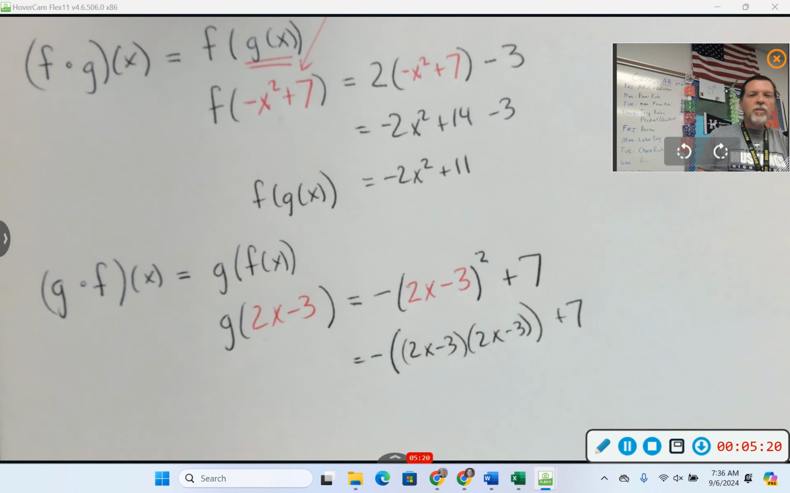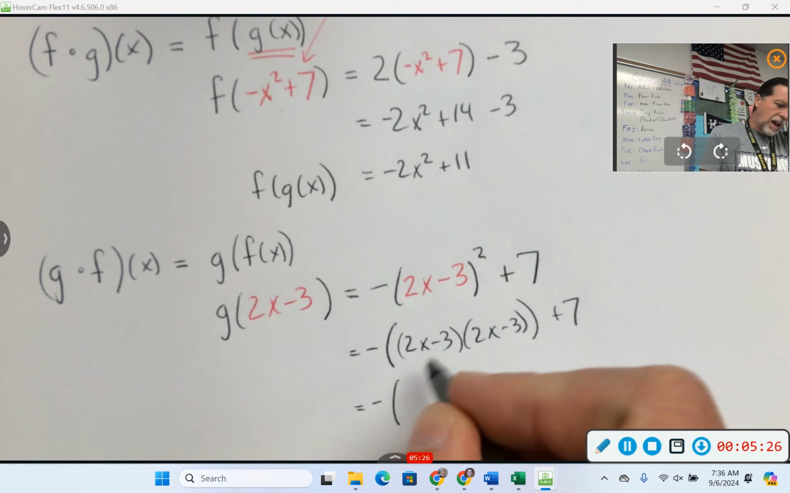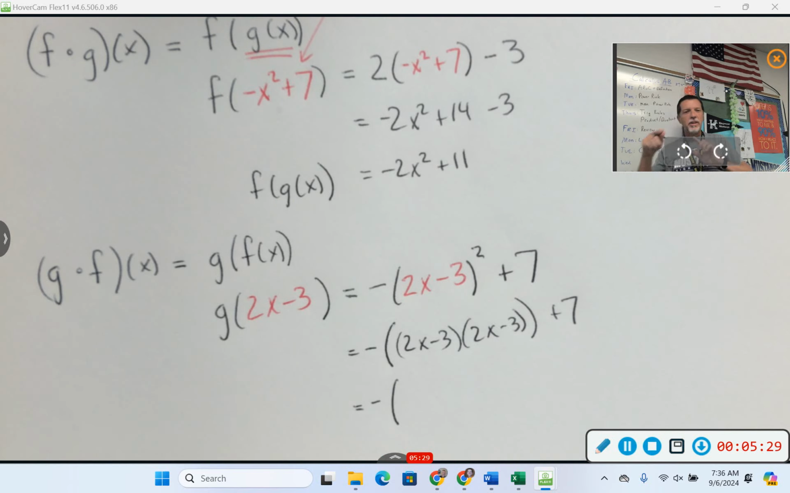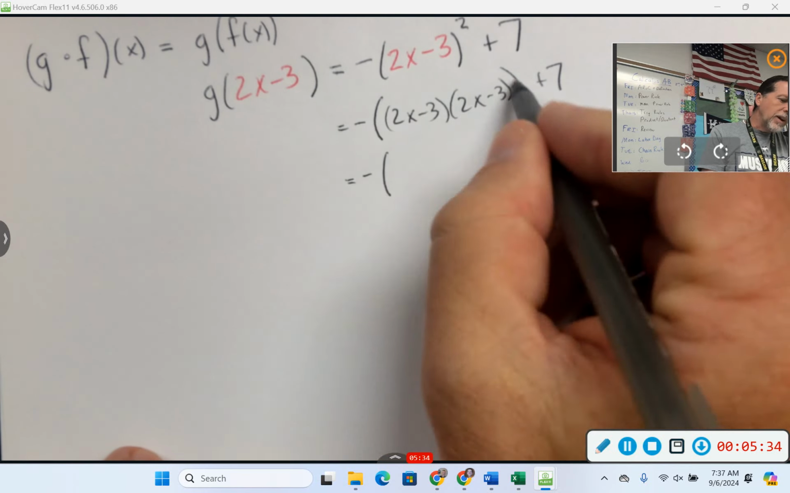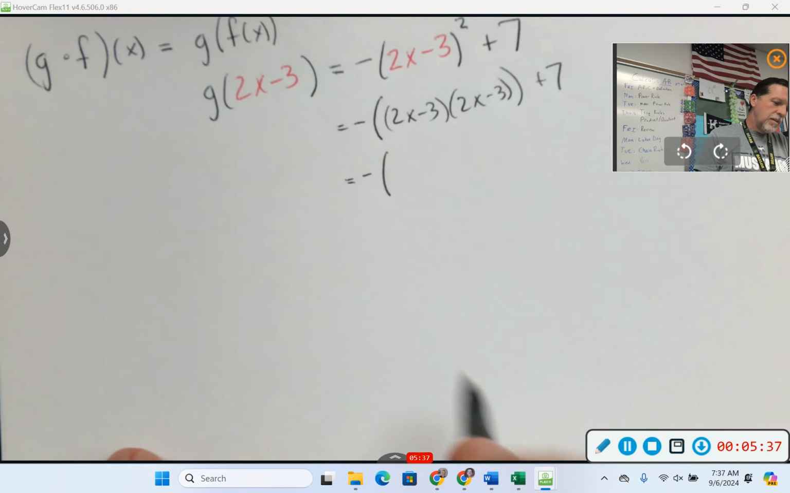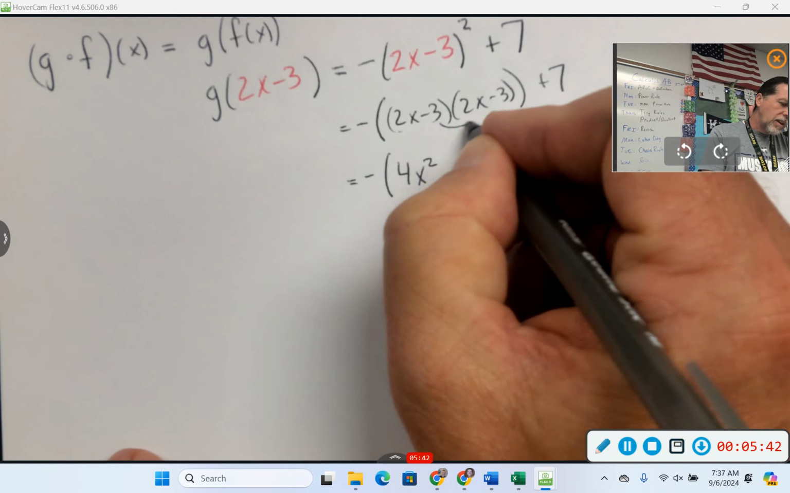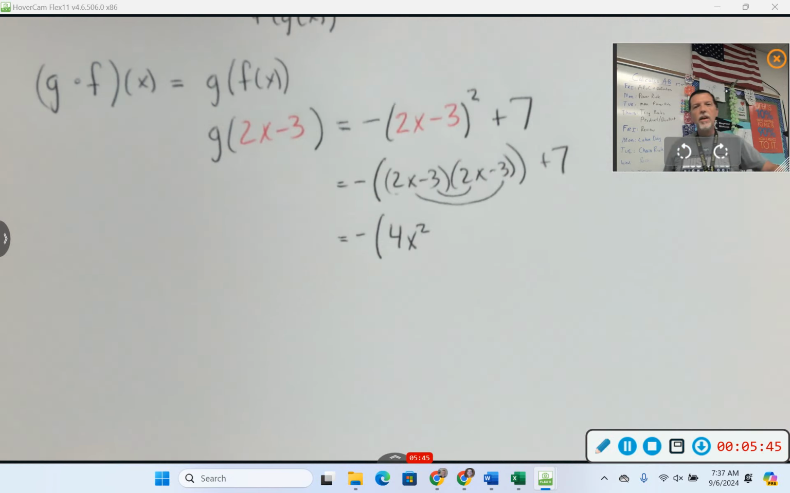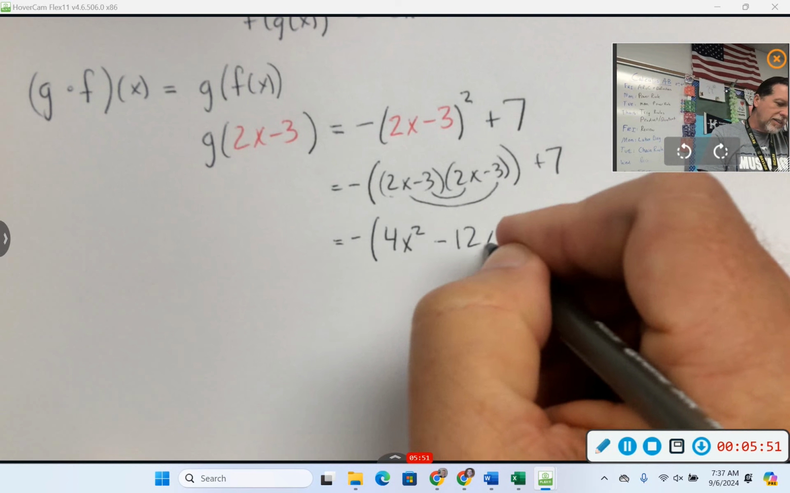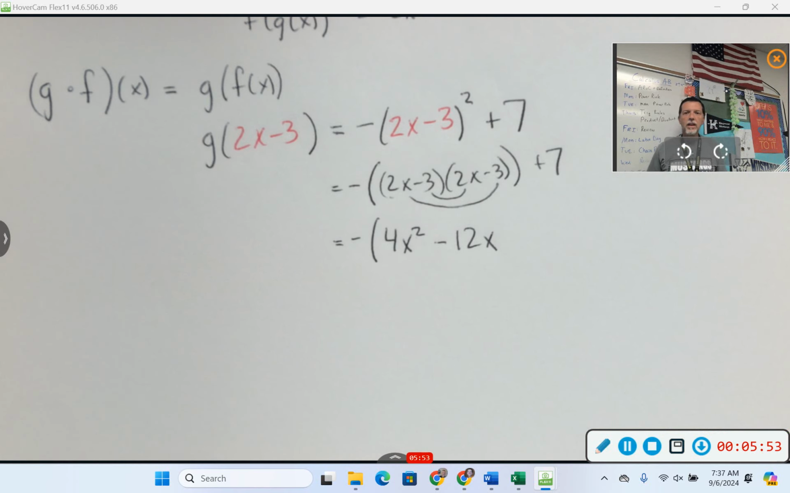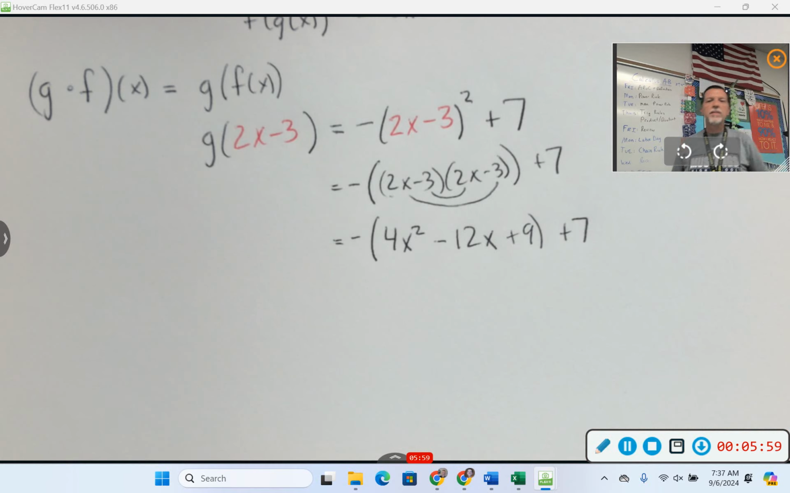So it shouldn't be terrible, maybe it's just annoying, right? I've got to FOIL that out and be careful with the minus sign. I'm going to FOIL it all out first, get it cleaned up, and then put the negative on everybody, well, on everybody but not the 7. Let's see, 2x times 2x is 4x squared. The O and the I of the FOIL are the same. They're both negative 6x. So negative 12x. Right, I'm just trying to save a little space here. Plus 9. And then plus 7.